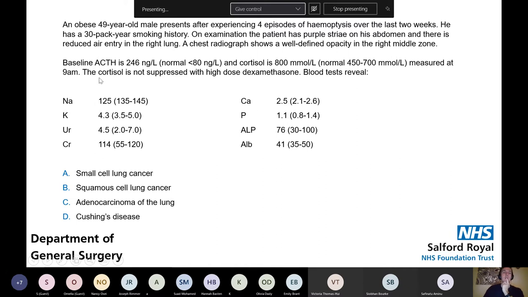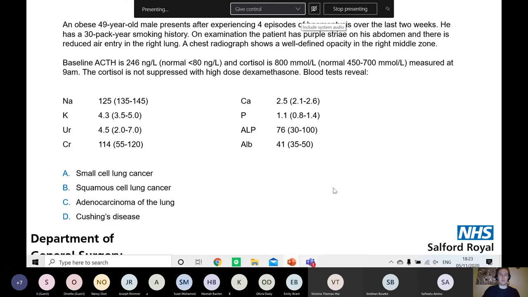And these are his blood tests. So we've got hyponatremia. Everything else is in the normal range. So we're testing here with this well-defined opacity in the lung, and these symptoms, what is the most likely diagnosis here? So I'll give you a second just to study different elements in that history and in the blood results. And then we will just tab over to the question just to let you guys answer.